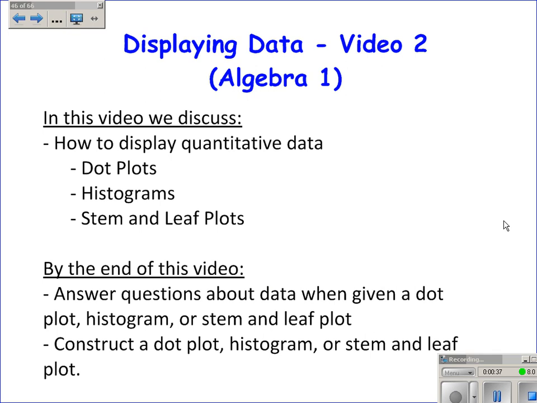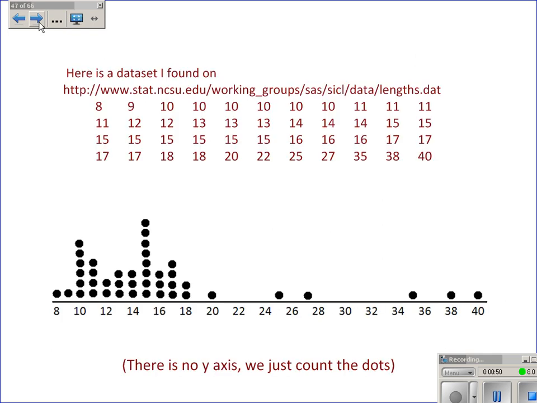By the end of this video, I hope that you're able to answer questions about data when you're given a dot plot, histogram, or stem and leaf plot, and you're also able to construct a dot plot, histogram, or stem and leaf plot. Okay, so here's an example of a dot plot.